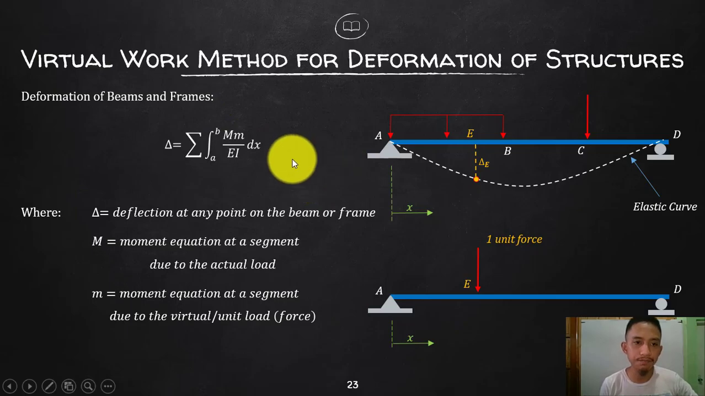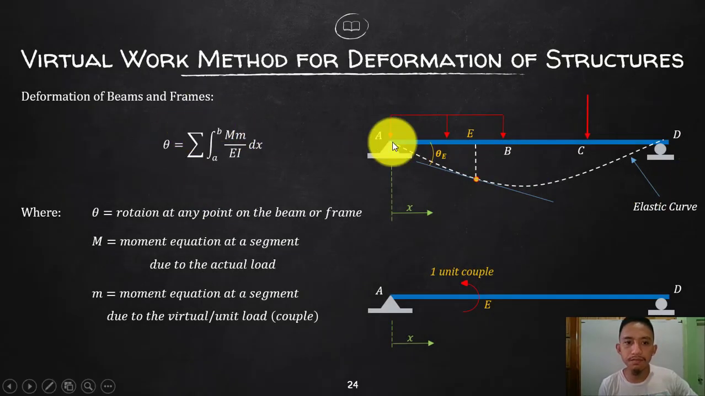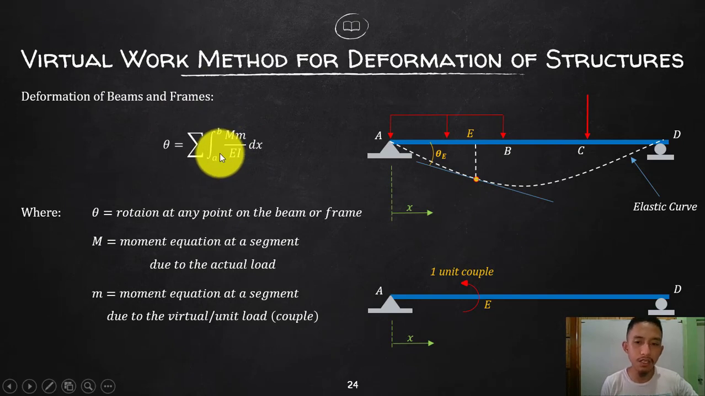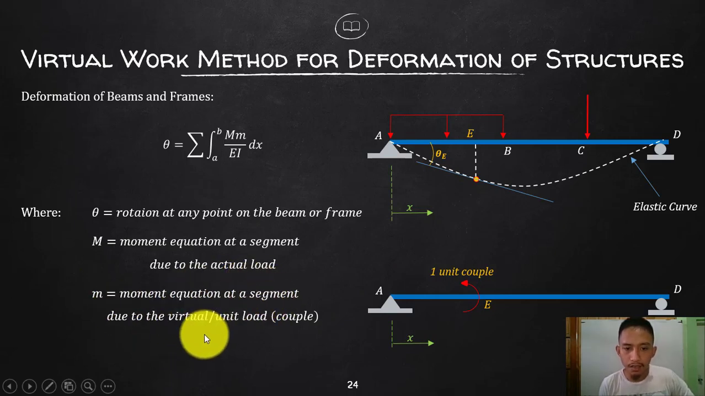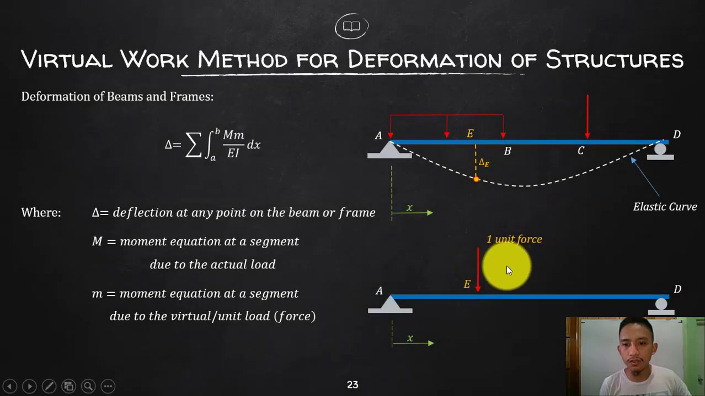How about your rotation? Actually it is the same. The only difference between the deflection and rotation is that the small m will be the moment equation applying a virtual load which is a couple or a moment, a unit moment or a unit couple at the point we are considering. So a while ago, let's still consider point E. A while ago, we were after a deflection, a distance. So the unit load or the virtual load that we applied is a force.